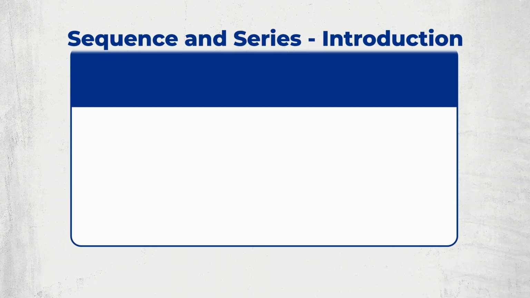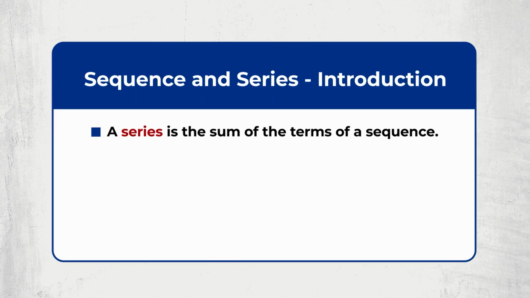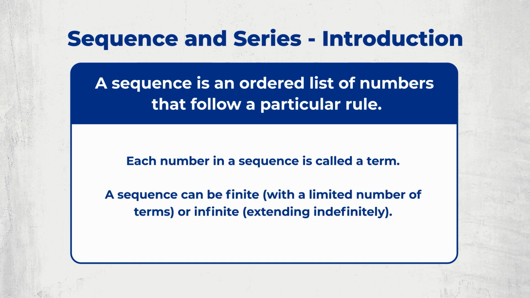Actually, a sequence is an ordered list of numbers that follows a particular rule. And what do we mean by series? Series is the sum of the terms of a sequence. So, this is the fundamental difference between sequence and series: a sequence is an ordered list of numbers that follows a particular rule, and a series is the sum of the terms of a sequence. Each number in the sequence is called a term, and a sequence can be finite or infinite, wherein a finite sequence has a limited number of terms and an infinite sequence can have an indefinite number of terms.